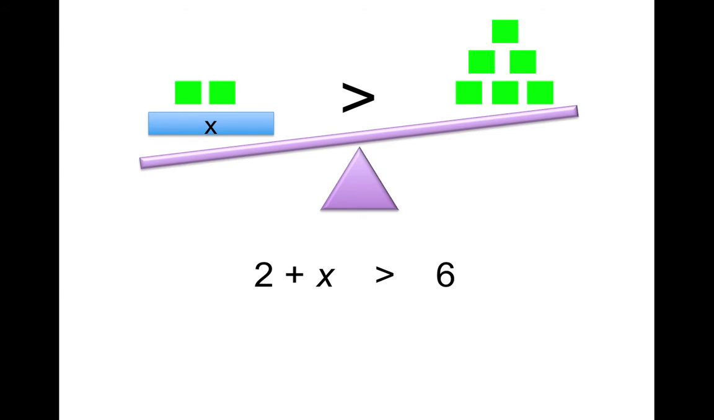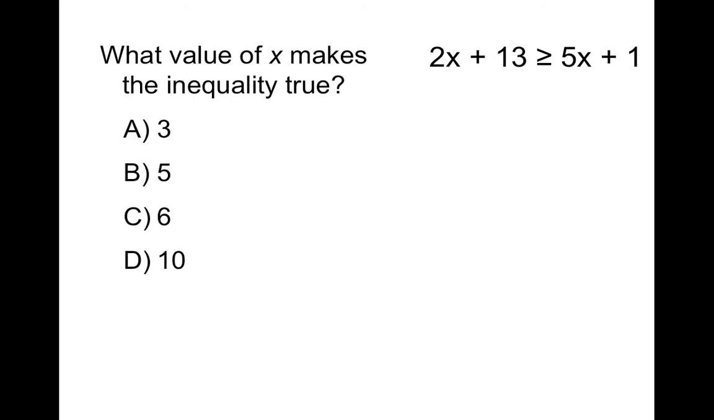To simplify things, we can remove 2 green squares from each side. The sides will keep the same relative value. And then it's easy to see that the blue bar must be worth more than 4 green squares. Solving inequalities is very similar to solving equations.